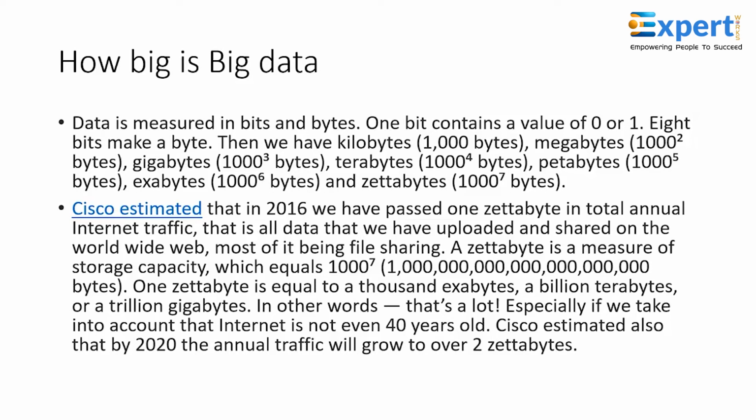Sounds big, doesn't it? It's pretty big. 1 zettabyte is equal to 1,000 exabytes, 1 billion terabytes, or 1 trillion gigabytes. 5 trillion gigabytes is the amount of data that is estimated to be present as of 2021. That's a lot of data, especially if we take into account that internet is not even 40 years old.